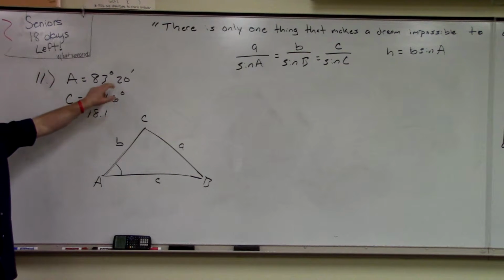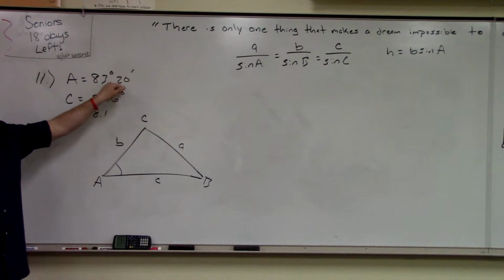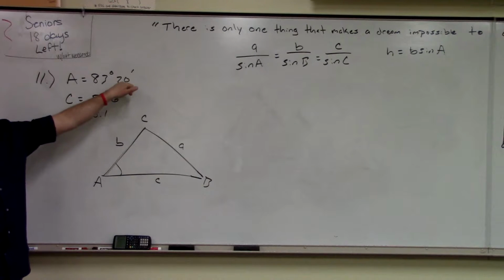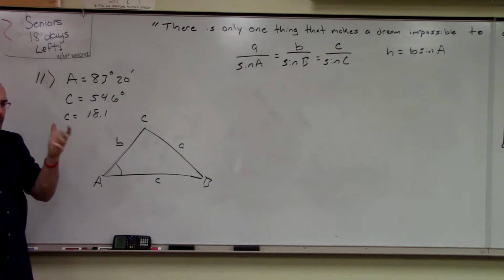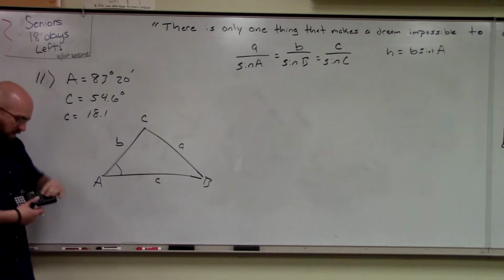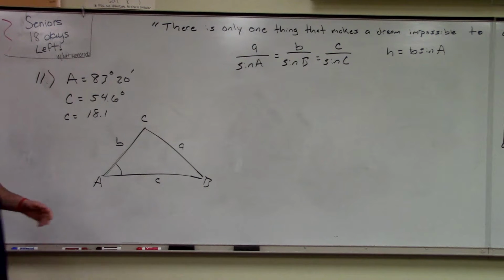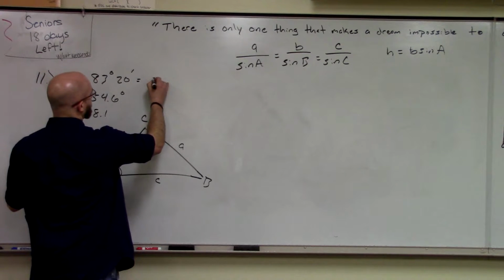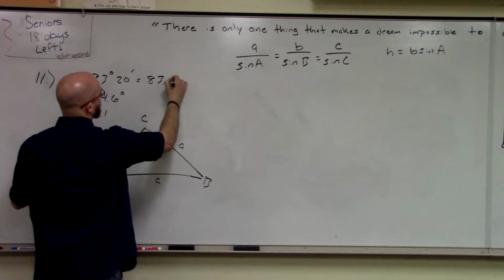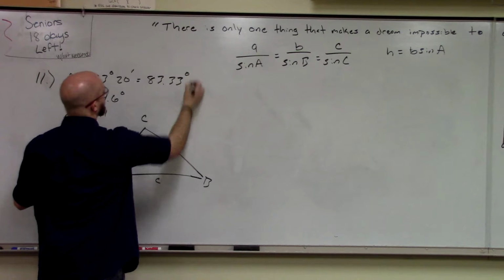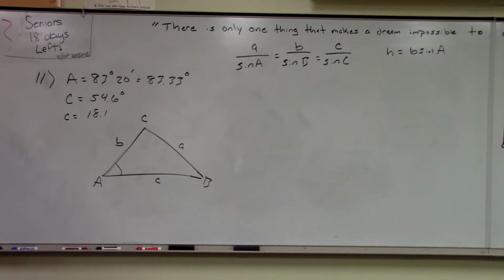This throws off students a lot, I've noticed. It's 83 degrees in 20 minutes. All you need to do, get this in degrees, so divide the 20, just the 20, by 60, because there's 60 minutes, so therefore this whole thing now equals 83.33 degrees. Shouldn't be that complicated to do that, okay?